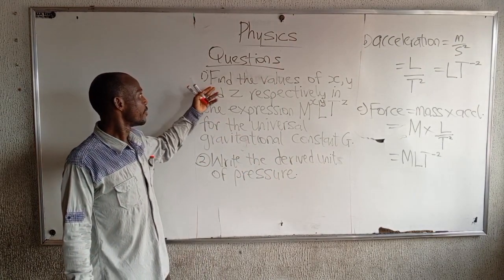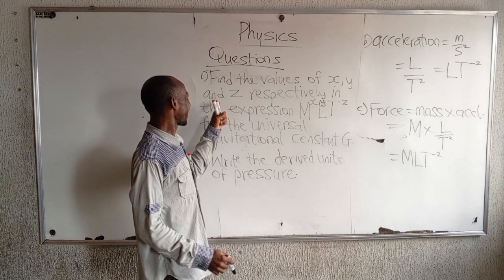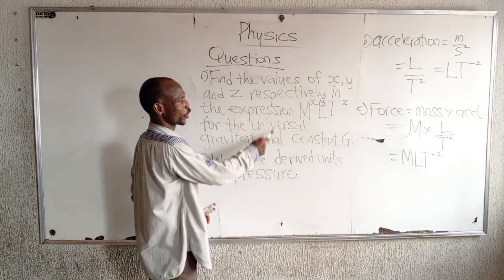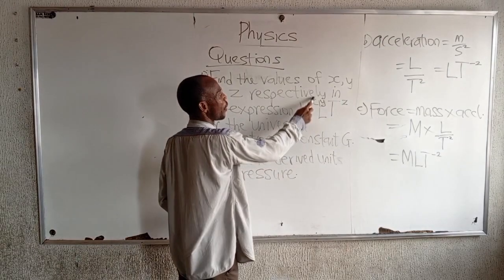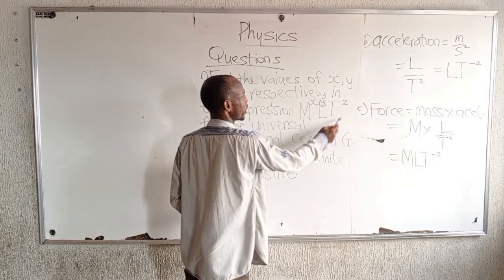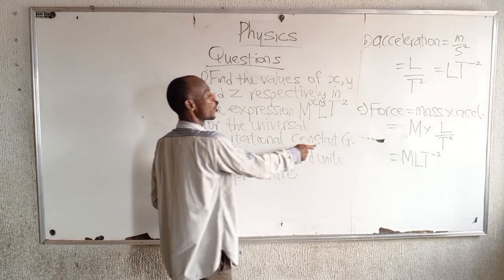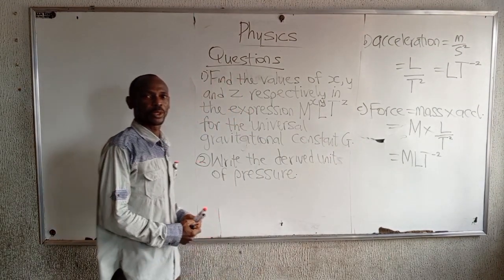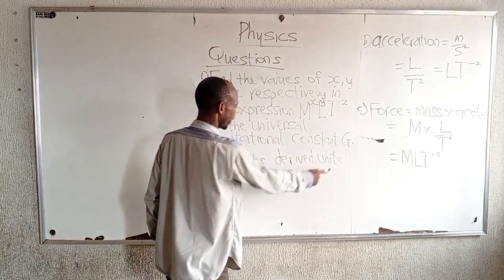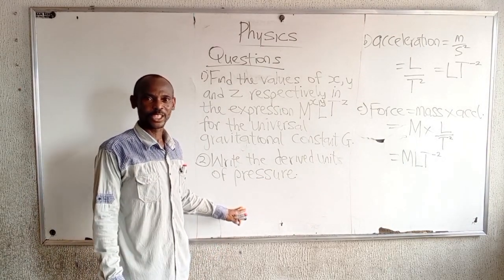Question number 1. Find the values of x, y, and z respectively in the expression M raised to power x, L raised to power y, and T raised to power z for the universal gravitational constant G. And the second question is: write the derived unit of pressure.